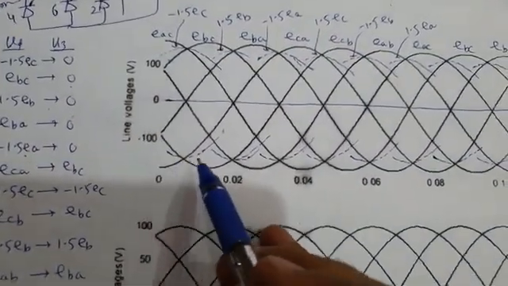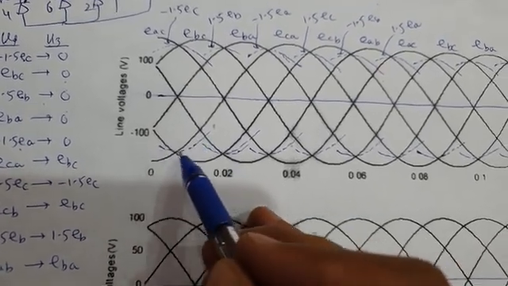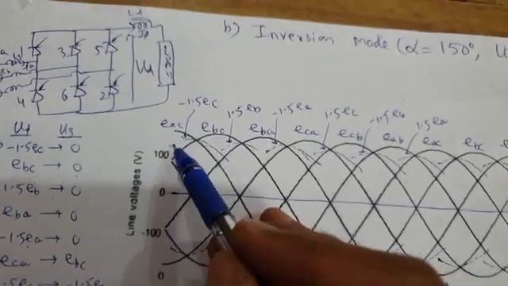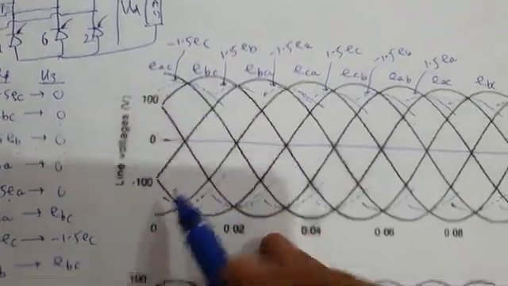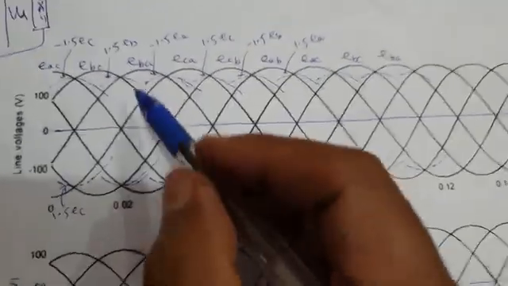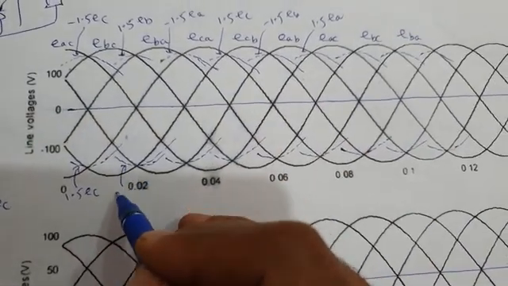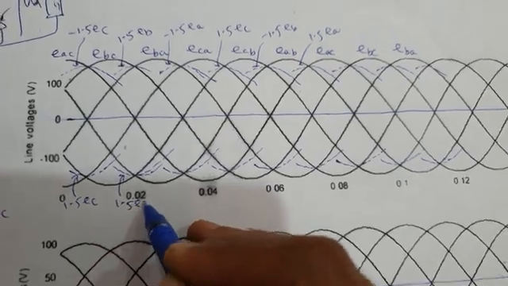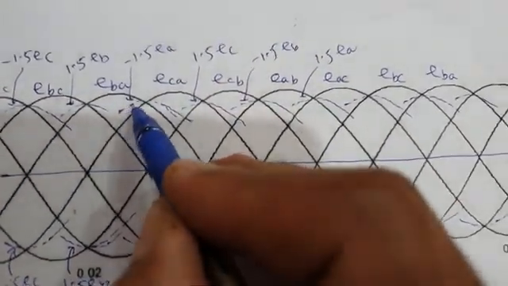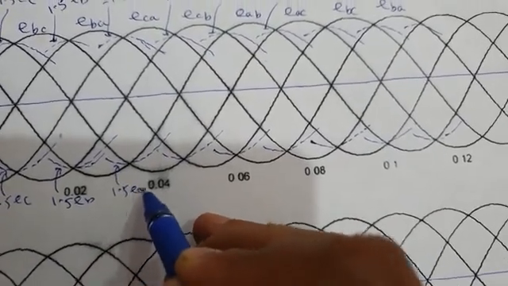And these voltages are phase opposite, phase reversed voltages. That means if this is minus 1.5 EC, this will be plus 1.5 EC. I am writing here plus 1.5 EC. This is my 1.5 EB. This will be minus 1.5 EB. This is minus 1.5 EA, so this is plus 1.5 EA.